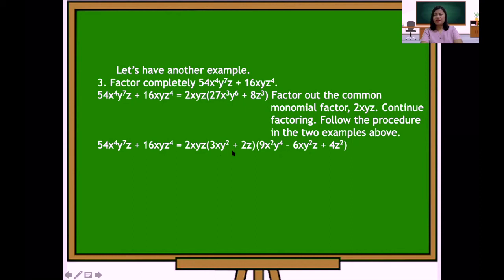3xy squared times 2z is 6xy squared z. And we square 2z, it is 4z squared. So the factors of number 3, again, we have 2xyz, 3xy squared plus 2z, and 9x squared y raised to 4 minus 6xy squared z plus 4z squared.